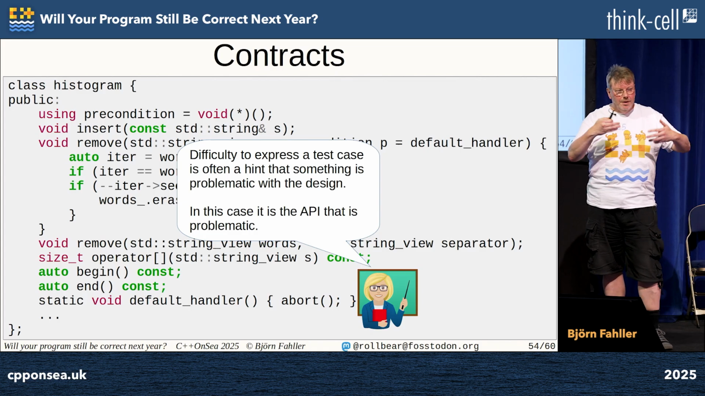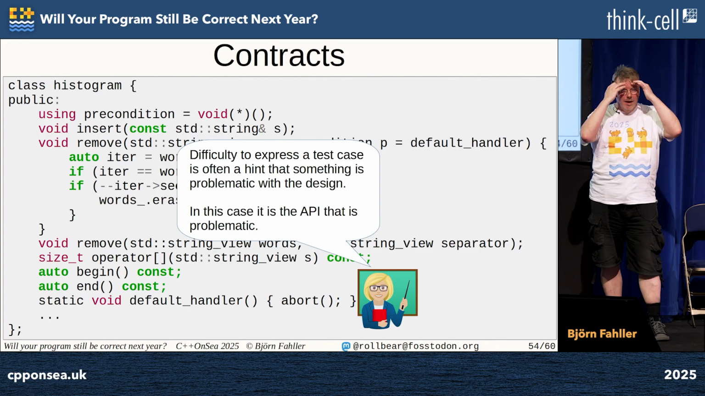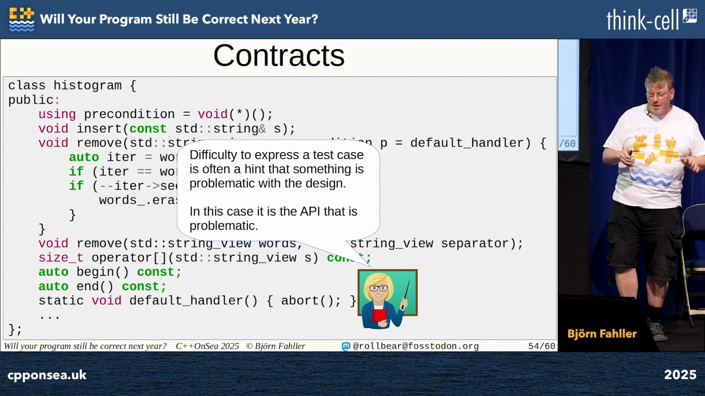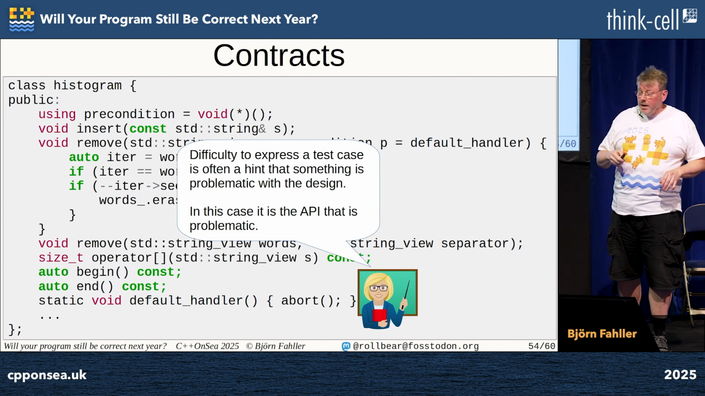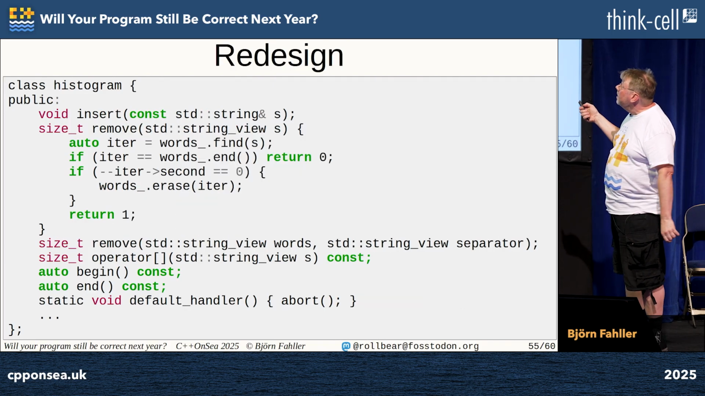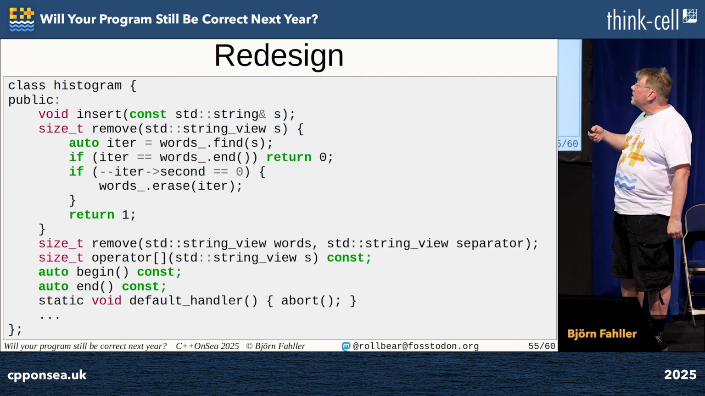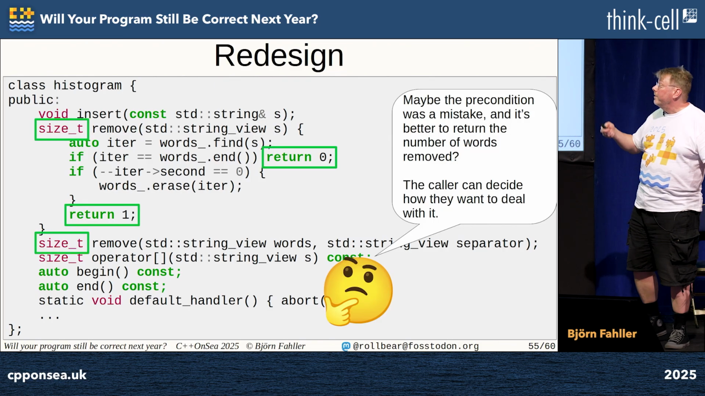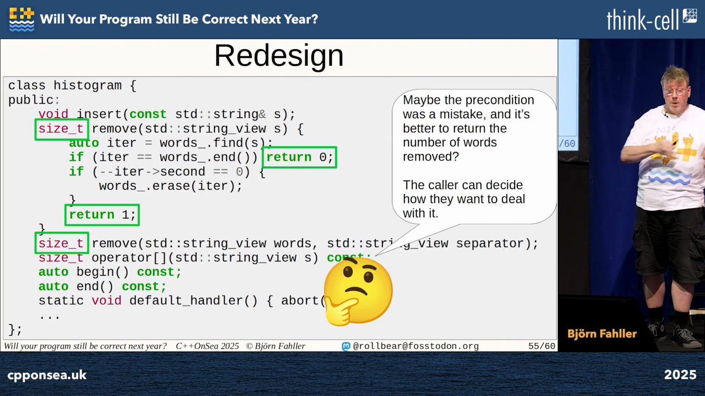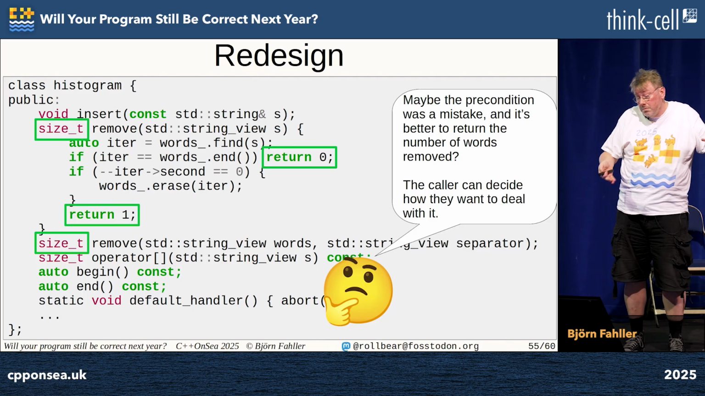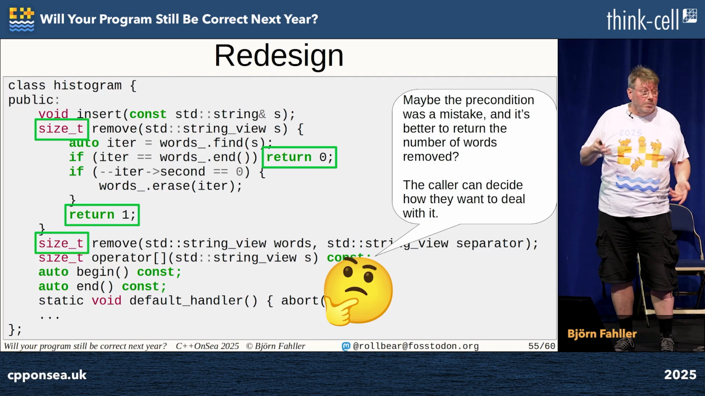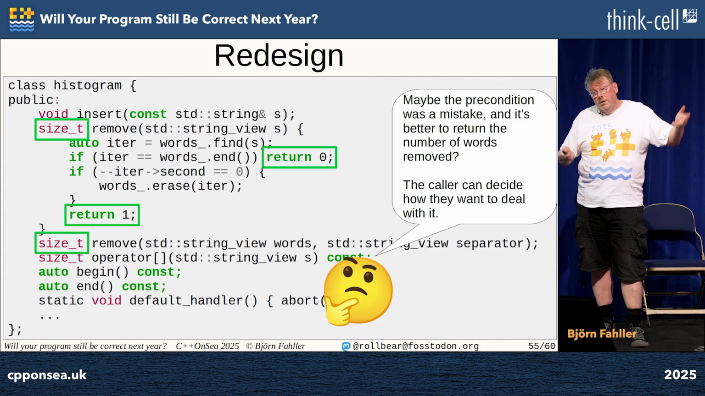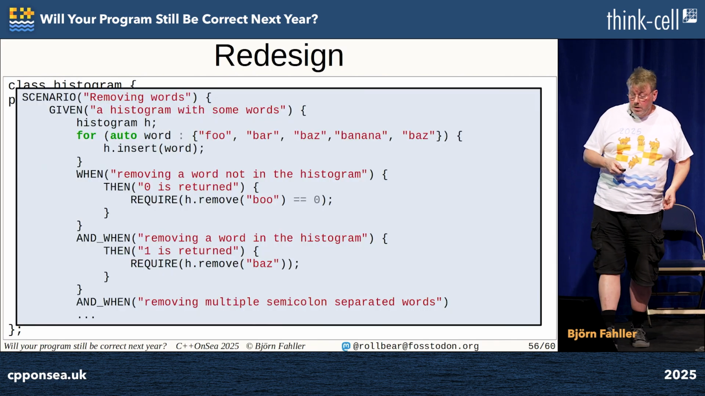There's reason to take a few steps back and think, should I maybe have modeled this in a different way? Is there some other way I can do this? And maybe we should say that actually it is legal. You can do this. We just return the number of actually removed words. That is one way of doing it. And then the caller can decide how they want to deal with that. Maybe.